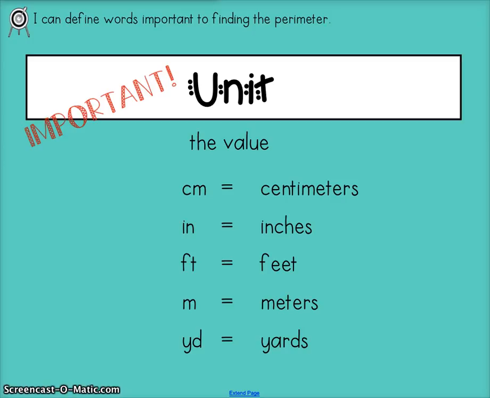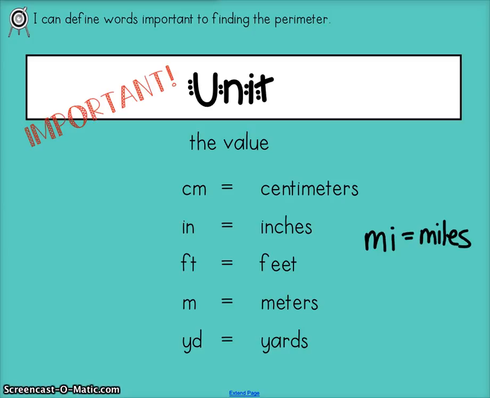And then if you look on the left, that is how you would write them shorter. Okay, so cm stands for centimeters, in for inches, ft for feet, m for meters. Okay, be careful with meters because we also have miles, and miles is mi. So make sure that you can tell the difference between those. And then yards would be yd. Of course, there would be other ones as well, but those are some important ones to start with.